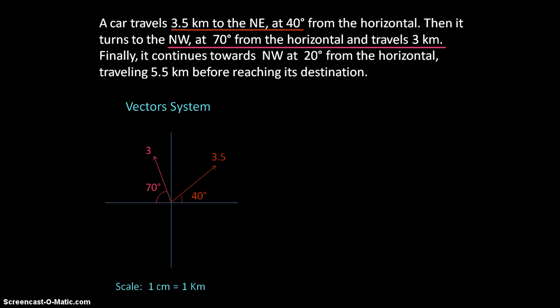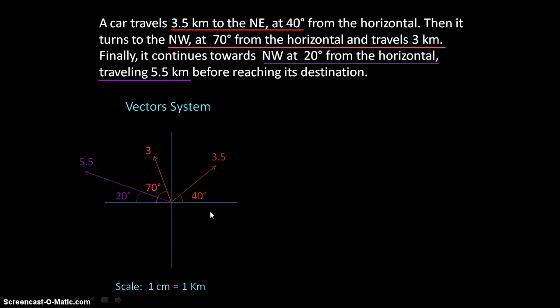And the last vector is still in the northwest. This is the direction, 20 degrees, and this is 5.5, the magnitude. And this is the third vector. Okay, so this is our vector system. If you check, the information given in the word problem is represented in this system.